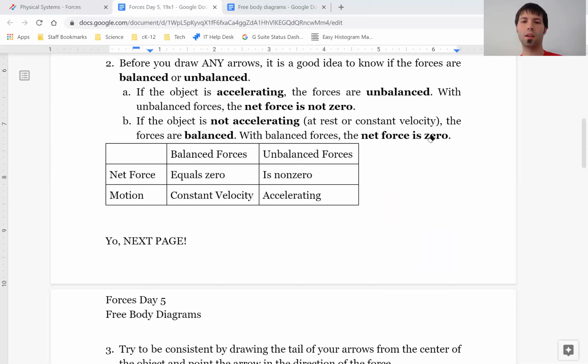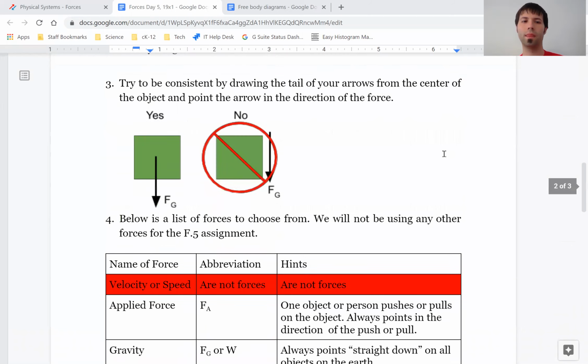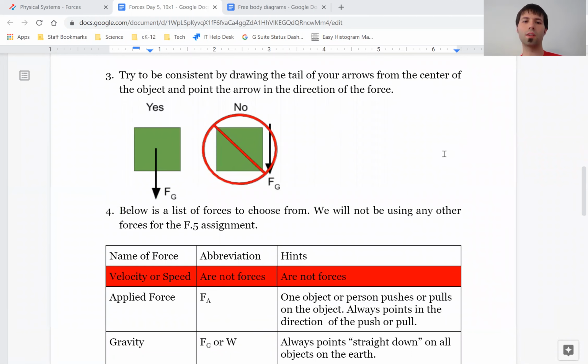Let me just keep on chugging here. Okay, scroll down. Try to be consistent by drawing the tail of your arrows from the center of the object and point the arrow in the direction of the force. I didn't really do that in my last drawing, but try to put your arrows in the center of the object, not to the side, to the bottom, or whatever. It just helps things get a little consistent.